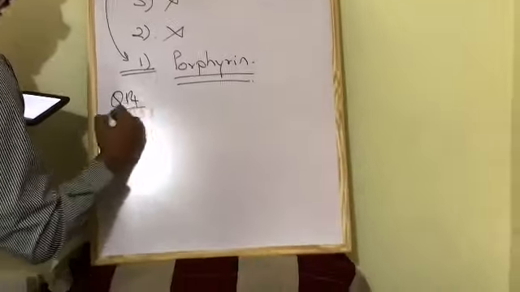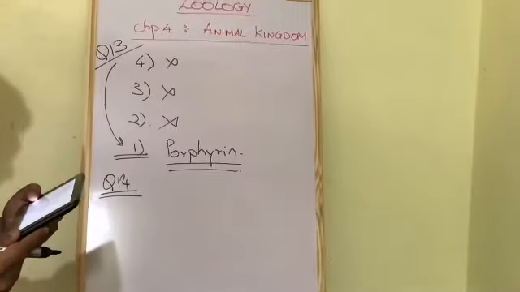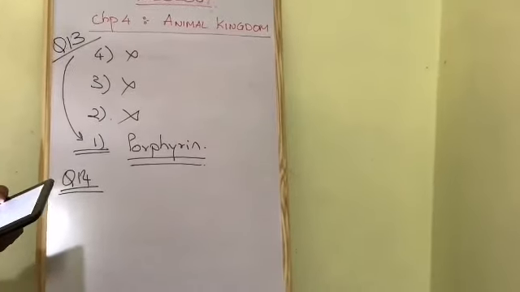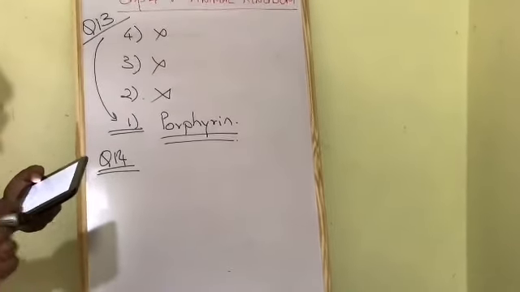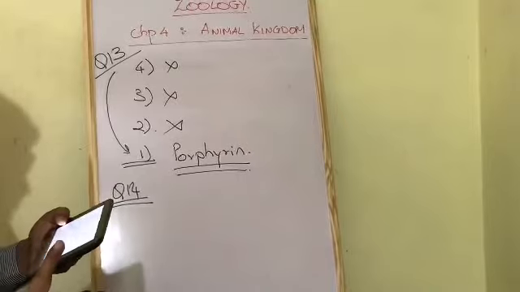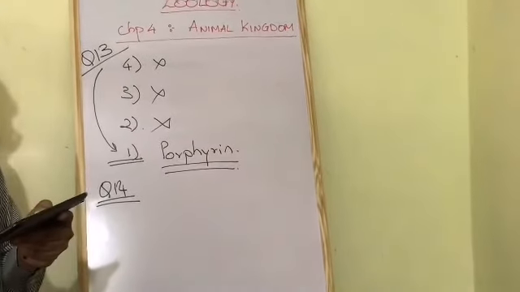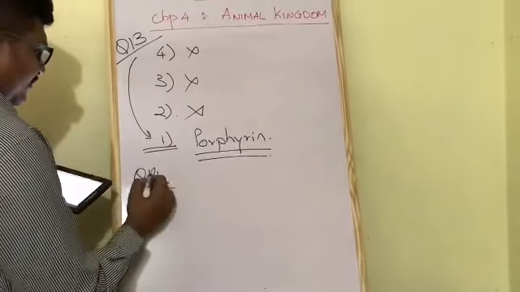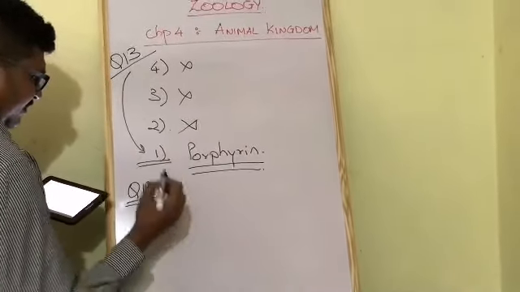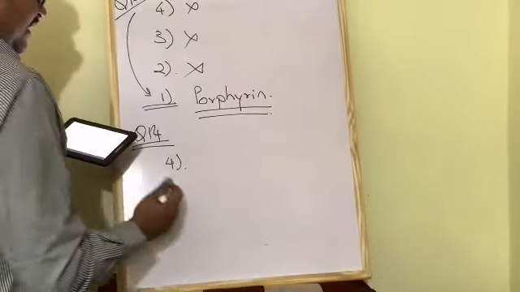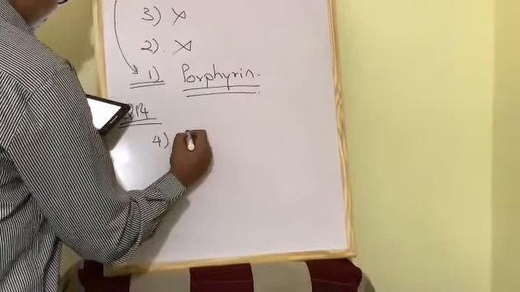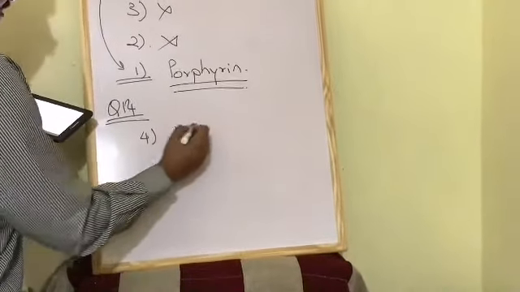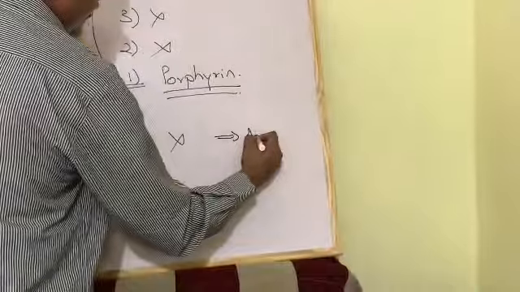In question number 14, which one of the following belongs to phylum Arthropoda? Now this is a very direct question. 4 options are given of the names of the animals. Out of those 4 names of the animals, you are supposed to choose the animal which belongs to phylum Arthropoda. Now we'll start with option number 4 again. For question number 14 again I'll start with option number 4. Option number 4 says leech, and leech does not belong to phylum Arthropoda, because leech belongs to phylum Annelida.